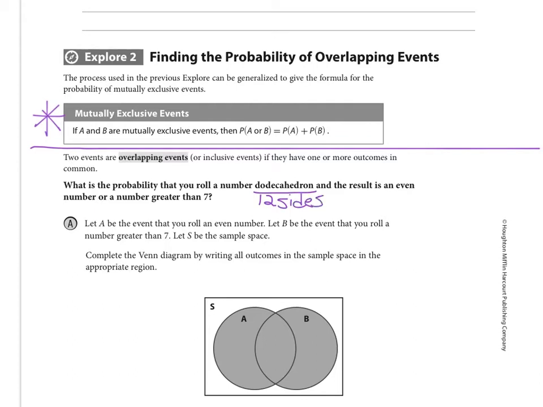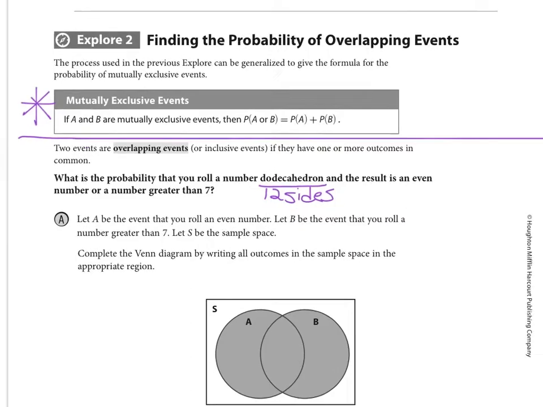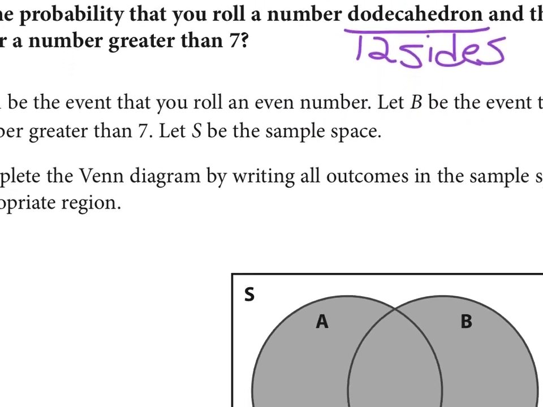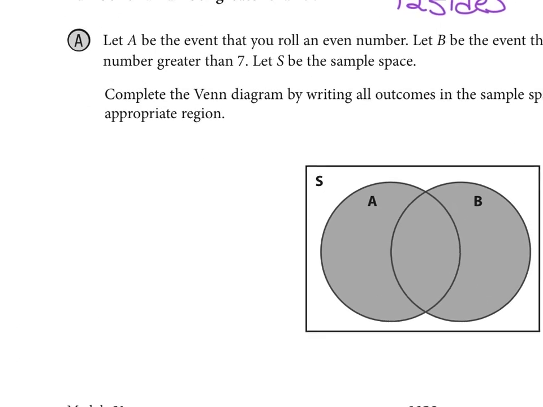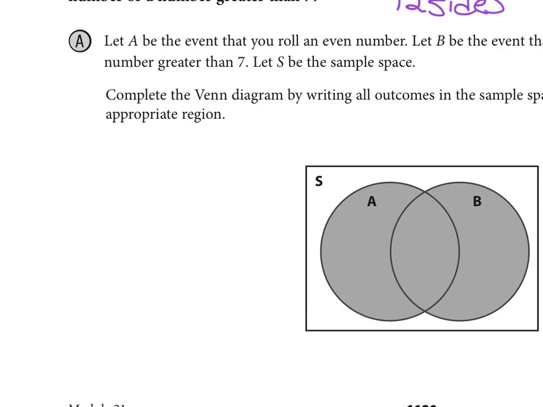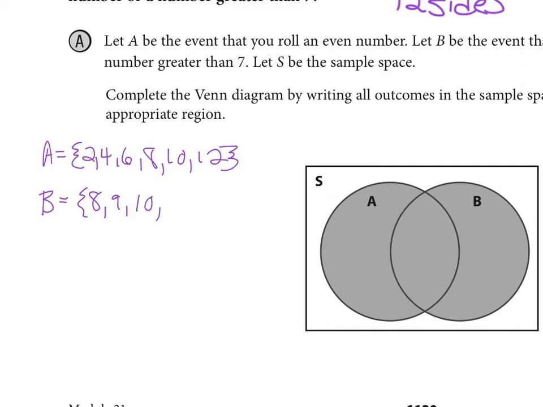So in A, as we zoom in, A is the event that we roll an even number. Now that should be familiar to you. I'm going to suggest that you write the sets before you put them onto the Venn diagram, kind of off to the side here. So here's my set A: even numbers, 2, 4, 6, 8, 10, and 12 on our dodecahedron. And then event B is a number greater than 7.